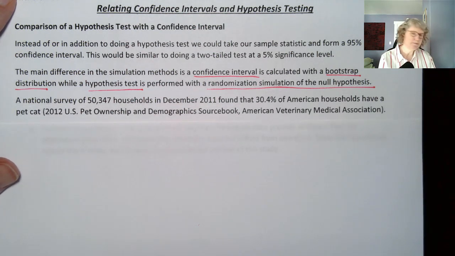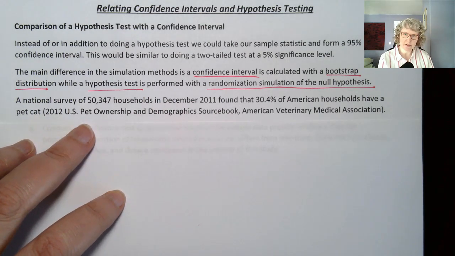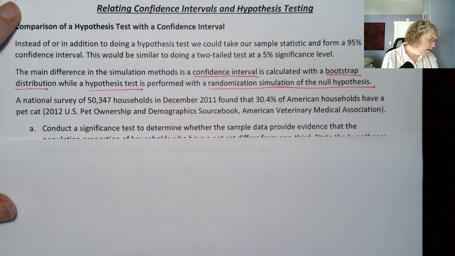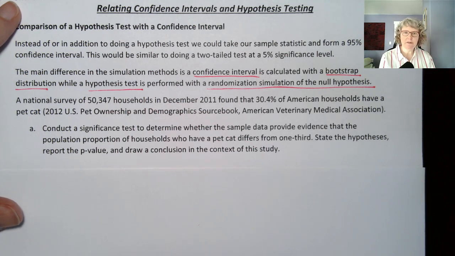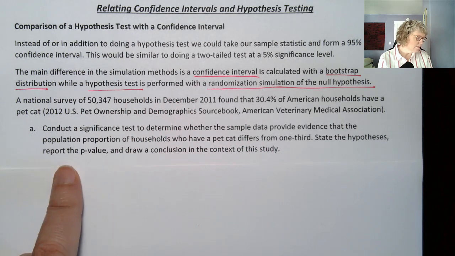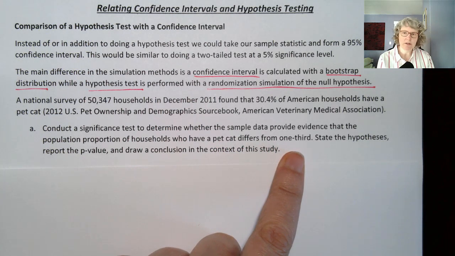So let's look at an example. A national survey of 50,347 households in December of 2011 found that 30.4% of American households have a pet cat. And this was reported in 2012 in the Pet Ownership and Demographic Source Book by the American Veterinary Medical Association. Okay, very cool. So first thing we want to do is conduct a significance test to determine whether the sample data provide evidence that the population proportion of households who have a pet cat differs from 1/3.